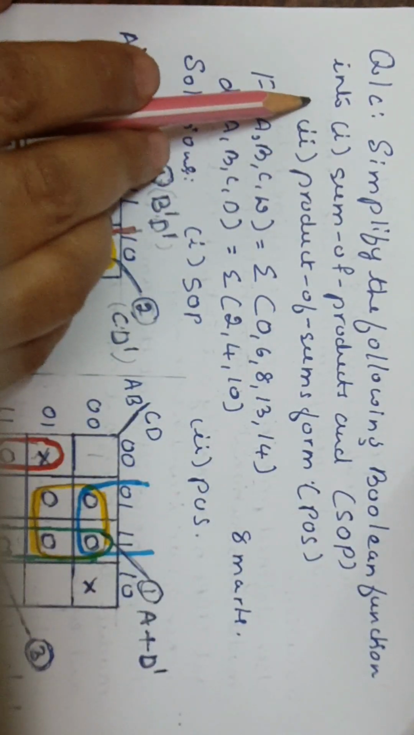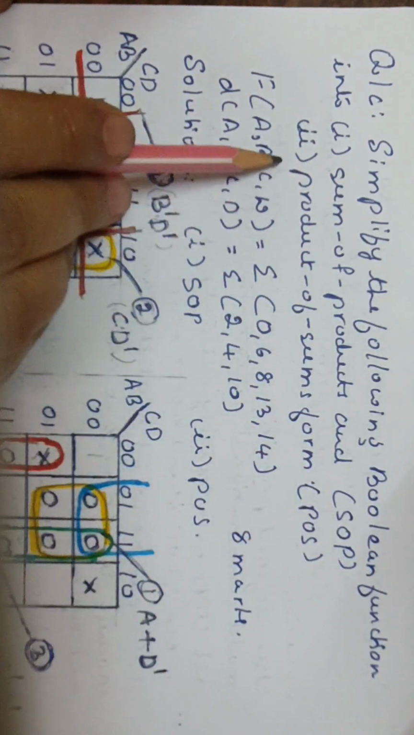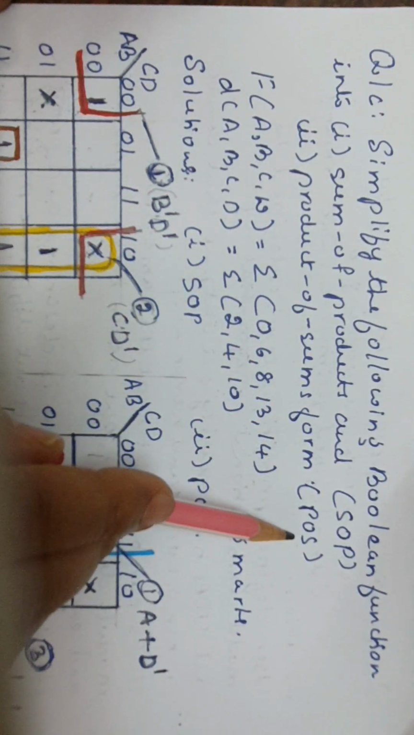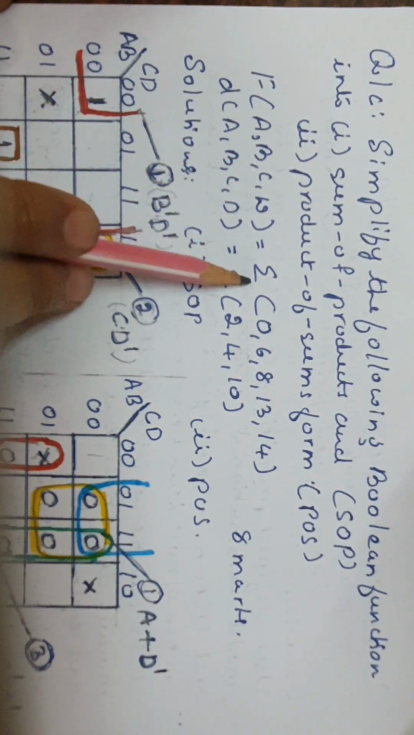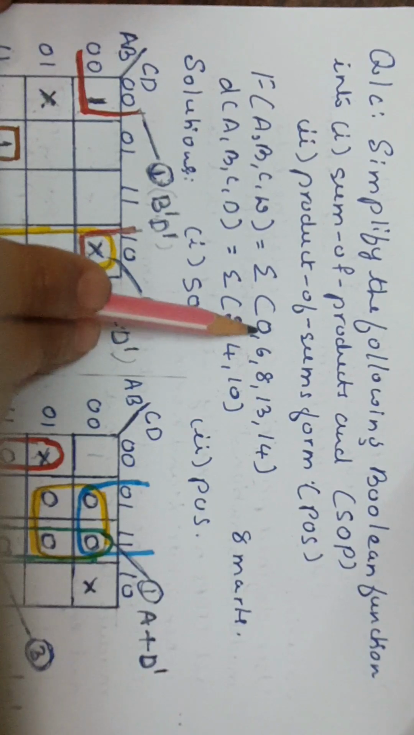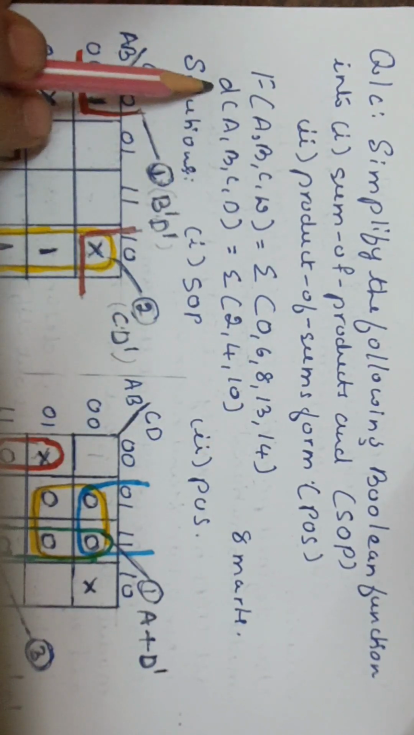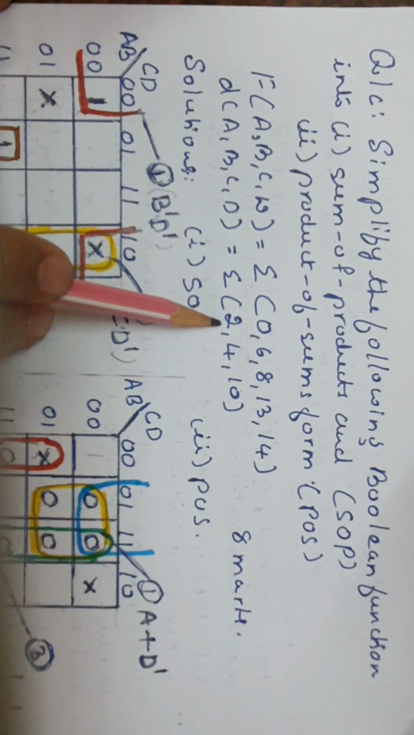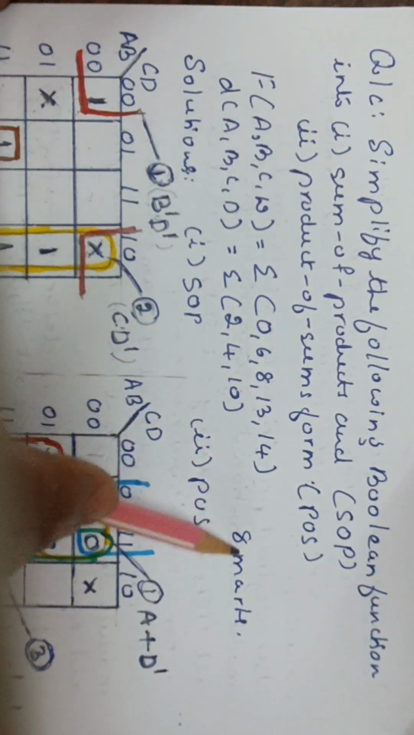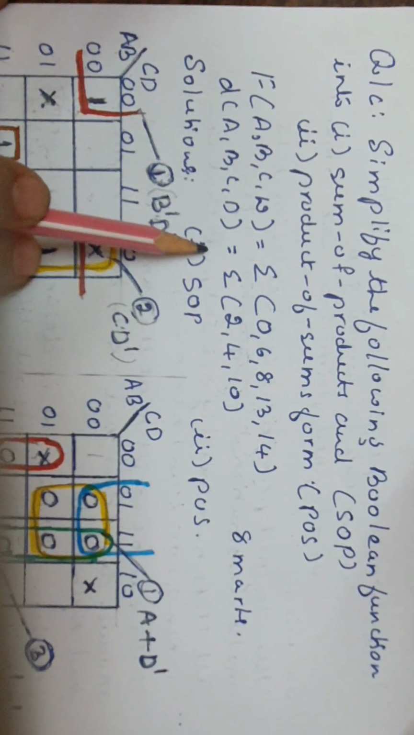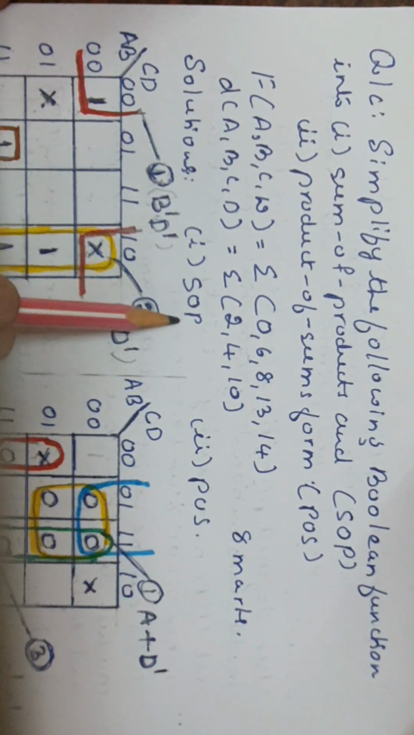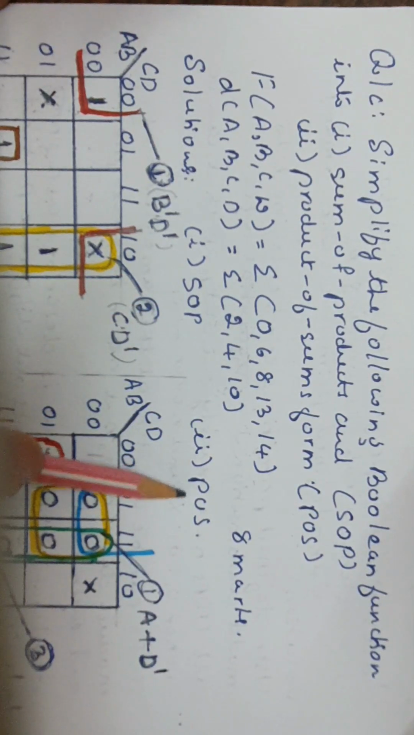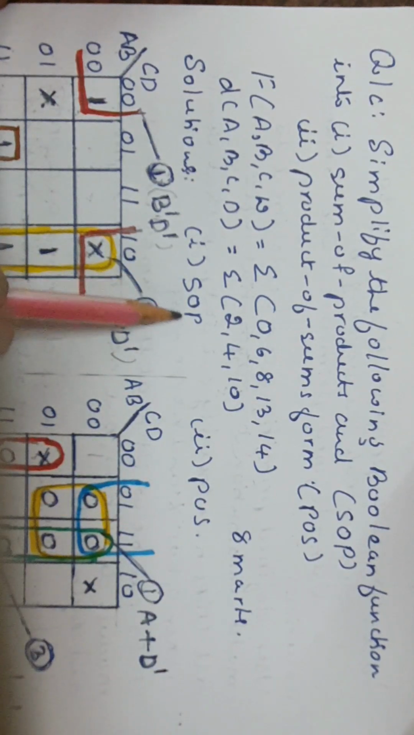Next question number 1C. Simplify the following Boolean function into sum of products, that is SOP, and product of sums, that is POS form. The given expression is f of a, b, c, d is equal to sigma, that is sum of minterms 0, 6, 8, 13, 14, and don't care conditions are sigma of 2, 4, 10. Right? This is asked for 8 marks. In this there are two problems. One, we have to find the simplified form in SOP, sum of products, another in POS form, that is product of sums. First, considering sum of products.